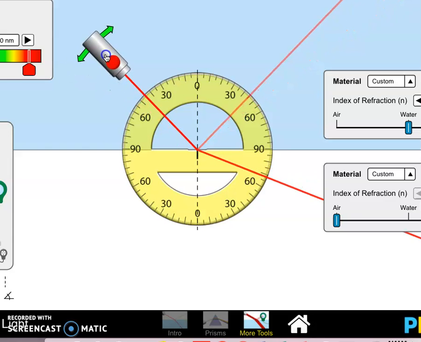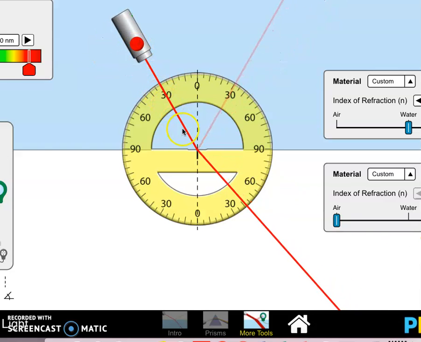Everything less than that angle displays both regular reflection and refraction. Notice that regular reflection obeys the law of reflection, so 45 degrees in, 45 degrees out. So the reflected angle is always symmetrical across the normal line. But for the refracted angle, we would have to go use Snell's law.